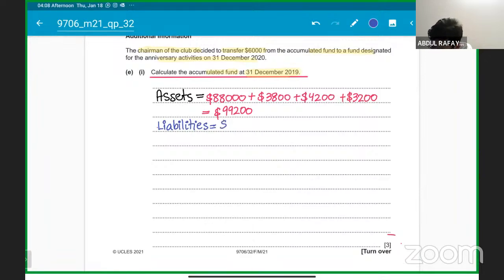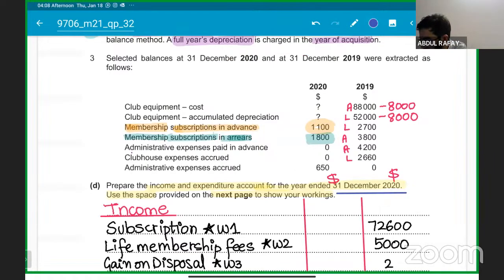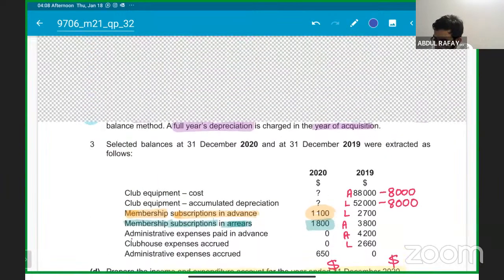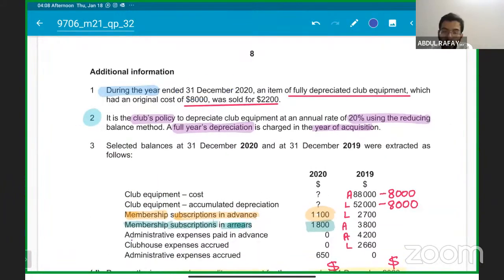8,000 सब्ट्रैक्ट नहीं करेगा स्टूडेंट्स, बिकॉज वो तो ड्यूरिंग द ईयर हुआ है ना. हम तो स्टार्ट ऑफ द ईयर की बात करें. ओके, 8,000 फॉर द ईयर एंडेड 31st December 2020 है. आई रिपीट माई पॉइंट कि ये जो 8,000 की ट्रांजैक्शन हुई है वो ड्यूरिंग द ईयर हुई है. हम अभी एट द स्टार्ट ऑफ द ईयर स्टैंड कर रहे हैं.